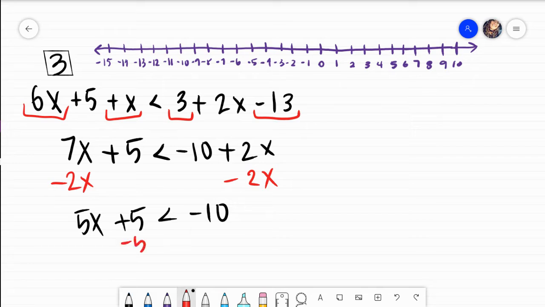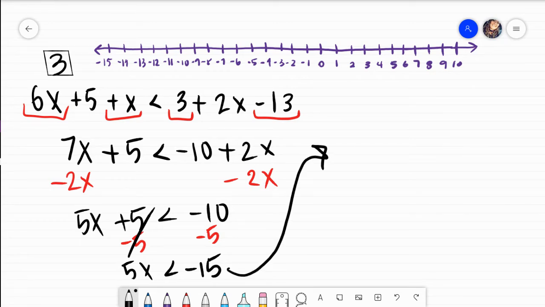I'm going to move my 5. I get 5x, the 5s cancel, less than. That would be a negative 15. Ooh, it was a 13. Perfect. I'm going to move right here.